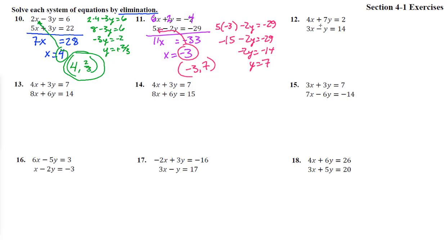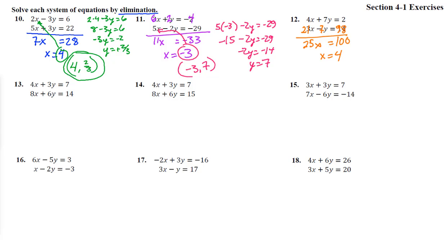We now have 4x plus 7y equals 2, 3x minus y equals 14. What's the easiest thing we could do to get one of these to cancel? Well, multiply the bottom one by 7. So if we multiply the bottom one by 7, we now have 21x minus 7y equals 98. And look at what we've created. Now when we add these together, we get 25x, the y's are gone, equals 100. Divide by 25 and we get x equals 4.